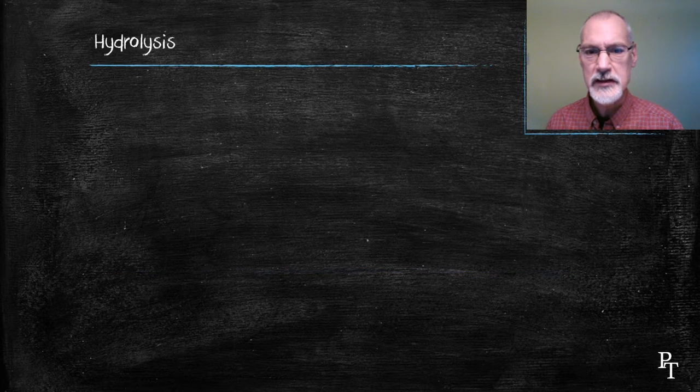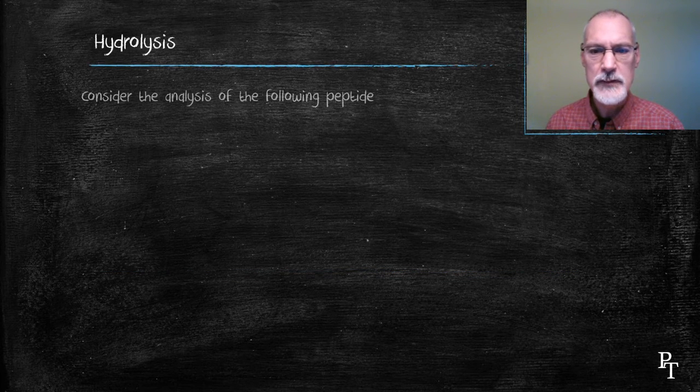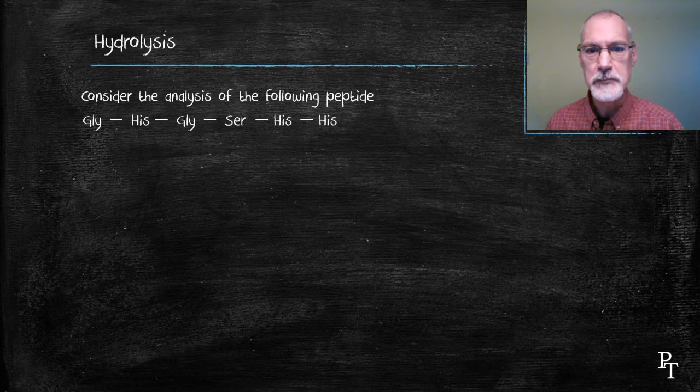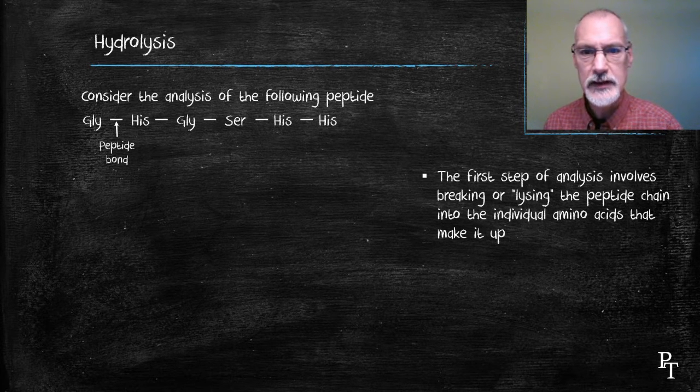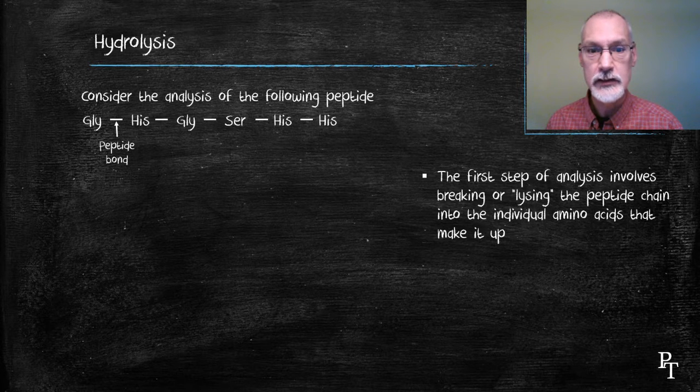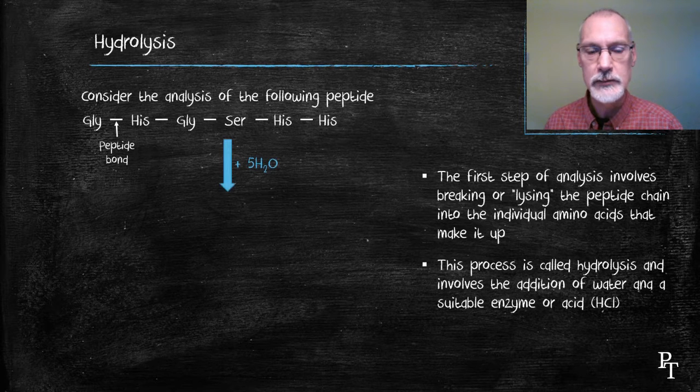The first step is to take our protein and break it apart. What I mean by that is if we consider the following peptide, what we have to do is break that bond that connects each one. You might recall that that's referred to as a peptide bond. To break that peptide bond, we need to introduce water molecules at each of the sites. So in this case, I need to introduce 5 water molecules.